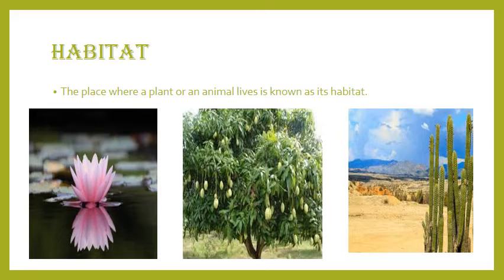As I have given you the example, lotus can grow only in the water. A mango tree can't grow in the water. It can grow only on the land, the flat surface of the earth, and the cactus in the desert area.